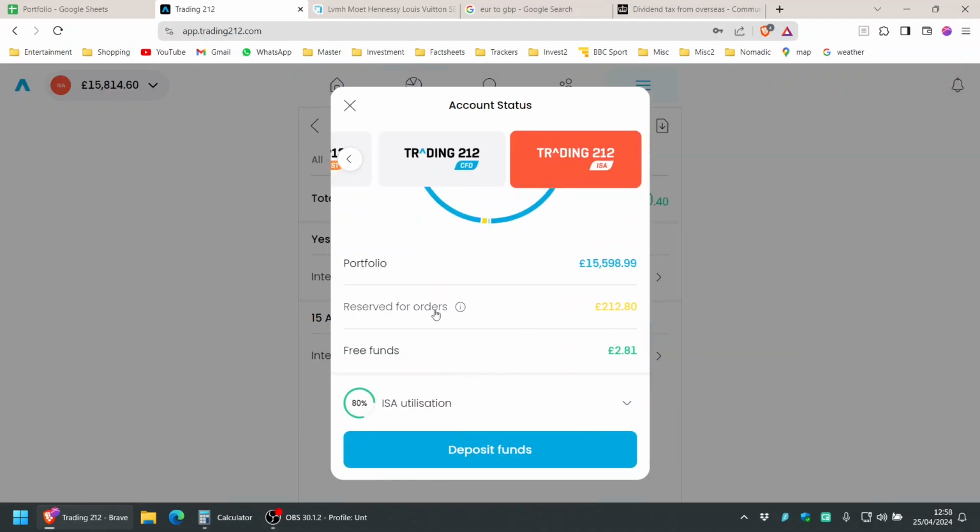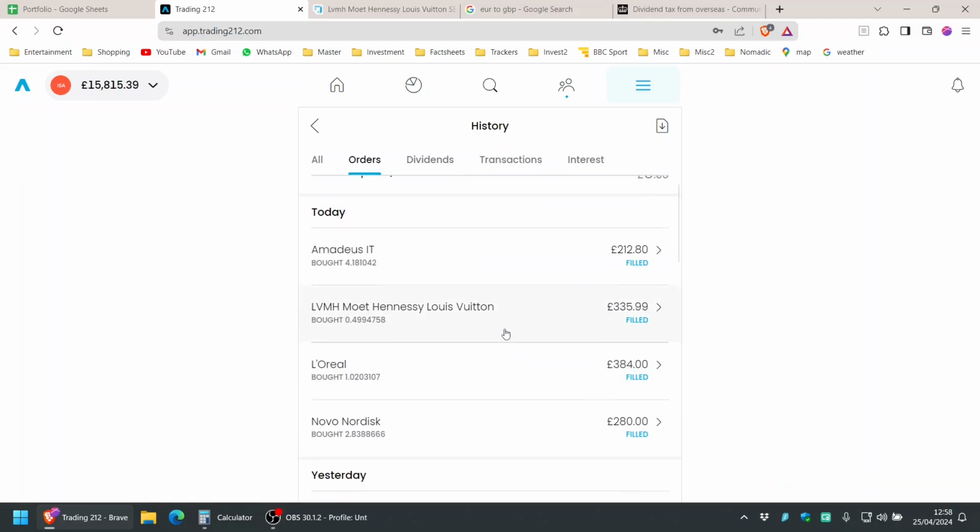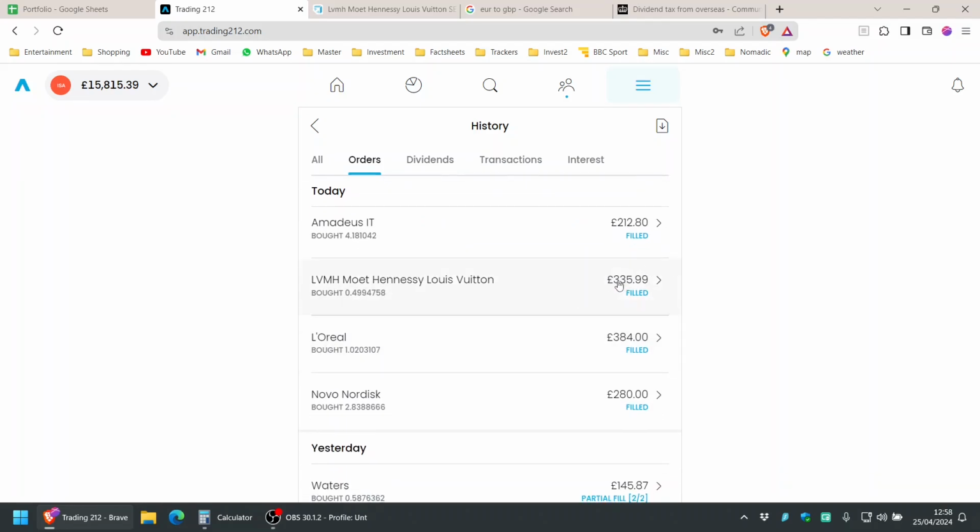I feel like there's an extra penny in there. The orders, let's see if any of these are like a penny. Ah, there we go, LVMH, penny short. That's why there's an extra penny in there.